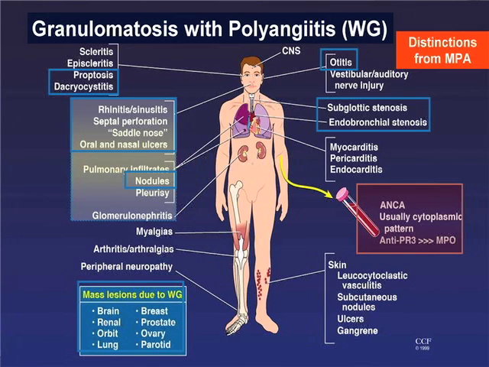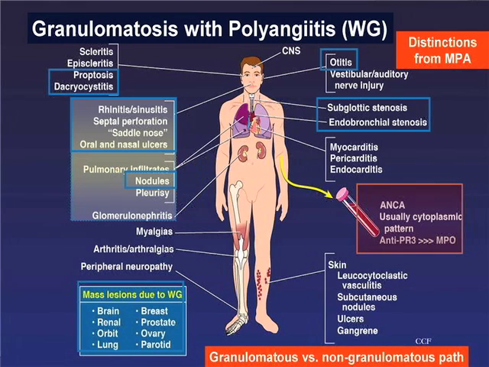Not so with MPA. That's strictly a vascular disease. And when you look at the histopathology, it differs also in that Wegener's, or GPA, is granulomatous, and MPA is not. In MPA, you also have your ANCA targeting principally myeloperoxidase and not proteinase 3.